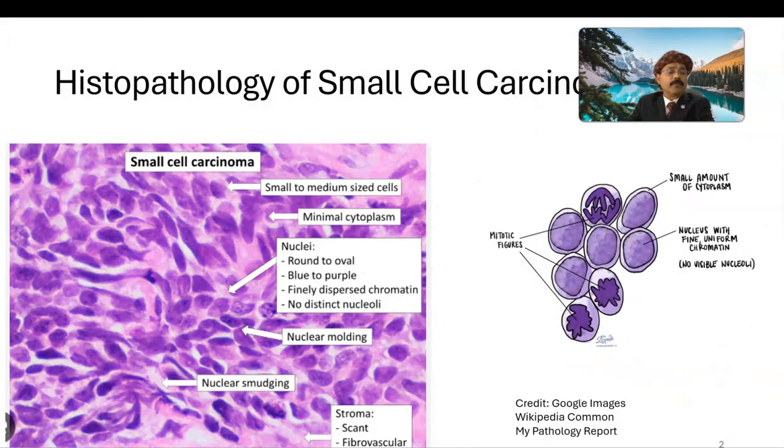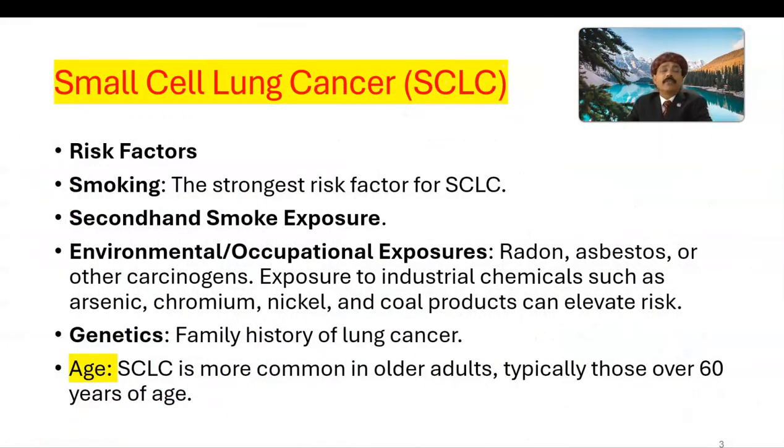So we have gone through histopathology. If we go to the risk factors: smoking is the strongest risk factor of small cell lung cancer. Second-hand smoke exposure is another risk factor. Environmental and occupational exposure: radon, particularly for people who stay in mines or in the cellar or basement of the home. Asbestos exposure, and exposure to other carcinogens, industrial chemicals such as arsenic, chromium, nickel, and coal products can elevate risk.